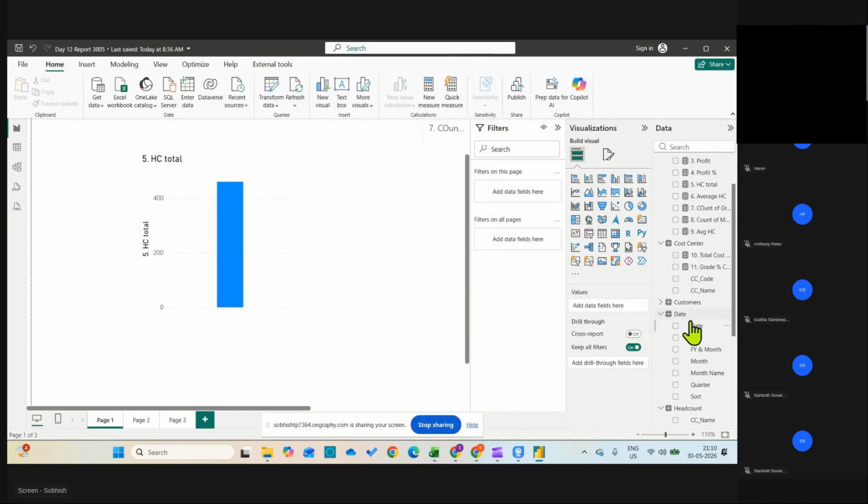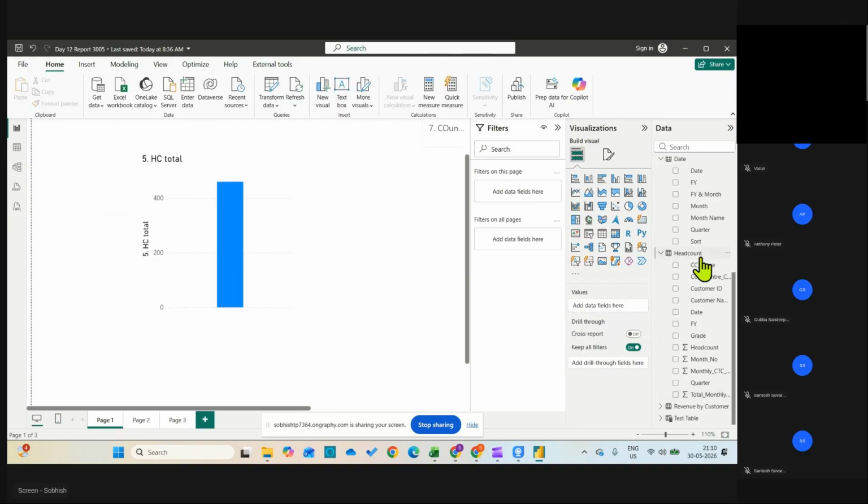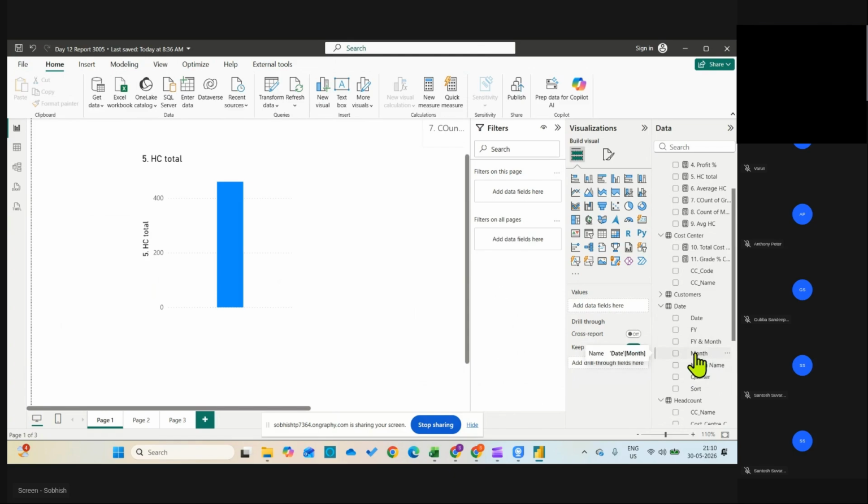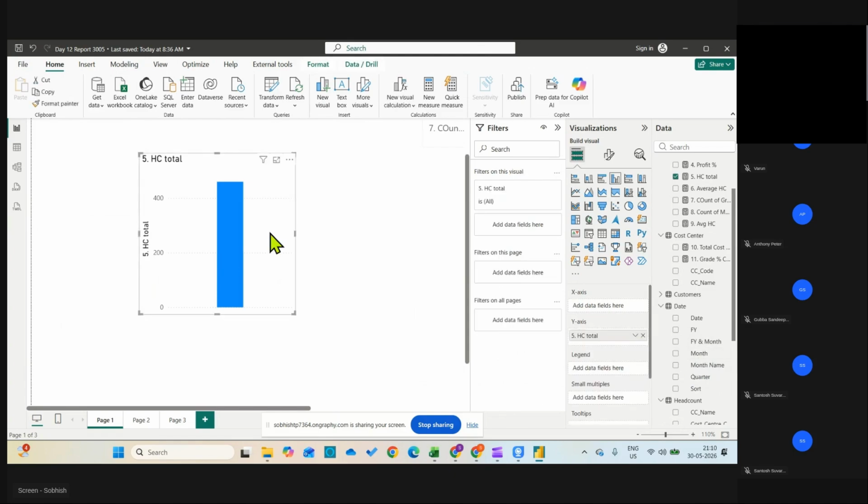It should always be the date table. We should not take the date from the headcount table. The reason is the date table is the dimension table, and we should use the dimension table to slice and dice, not the value from the headcount table or the fact table. Right? So now let's look at this.